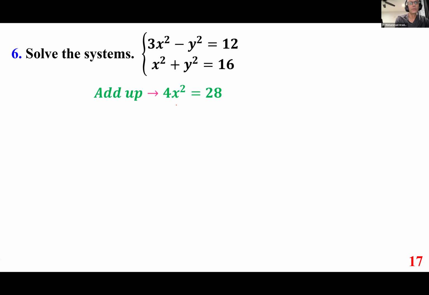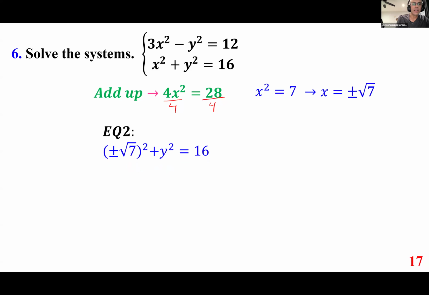We're going to divide by 4. X squared becomes 7, and therefore x is plus minus square root of 7. Now we put that in one of the equations, for example, equation number 2. And because it's x squared, positive and negative result in the same thing. In other words, this is 7, and then move it to the other side, subtract it, and you get 9. Y squared equals 9, therefore y is plus minus 3.